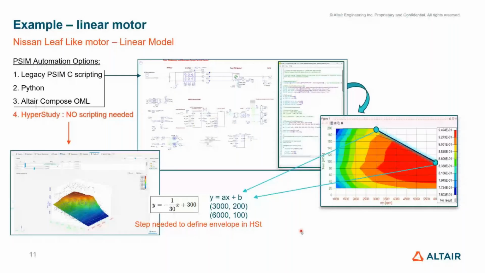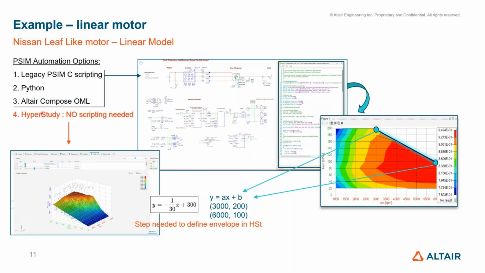I'm going to discuss how you can create an efficiency map in PSIM. Until now, there are 4 different PSIM automation options. The first 3 include scripting. The first one is the legacy PSIM C scripting. There is the Python connection right now, and there is also the Altair Compose with OML syntax. OML is very close to MATLAB. And you can automate PSIM simulations to hit different operating points and get the efficiency maps. Today we'll present a new approach which involves HyperStudy and enables you to do that without any scripting.